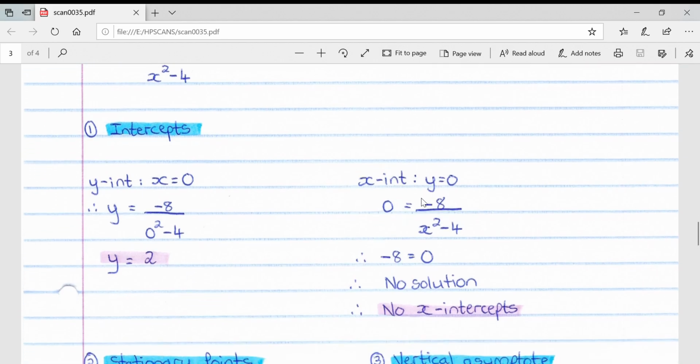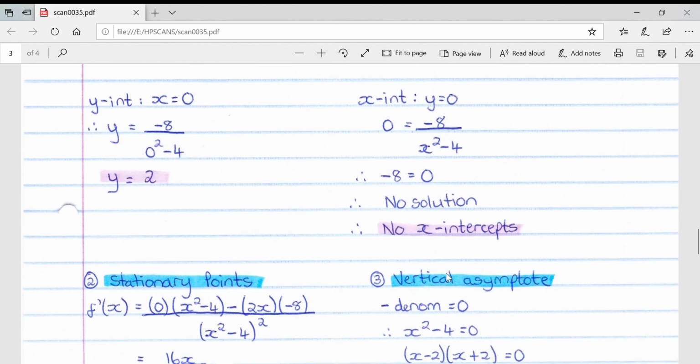Then your x-intercept, you're making y equal to 0. So you make the equation equal to 0, and you get minus 8 is equal to 0, which cannot work, no solution. And you can immediately deduce that there are no x-intercepts on this graph.